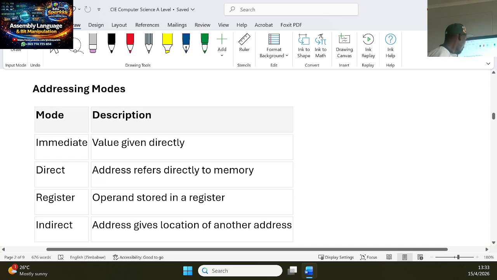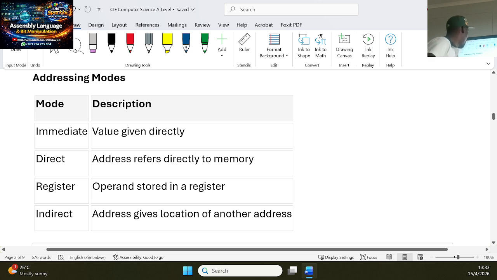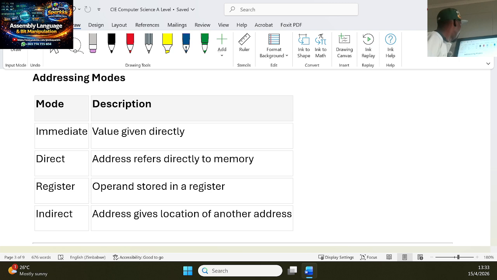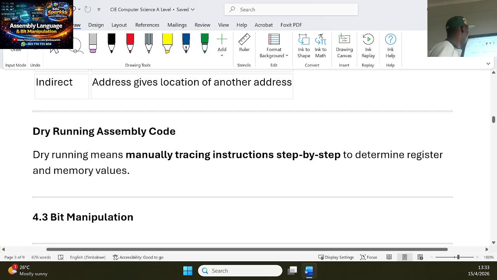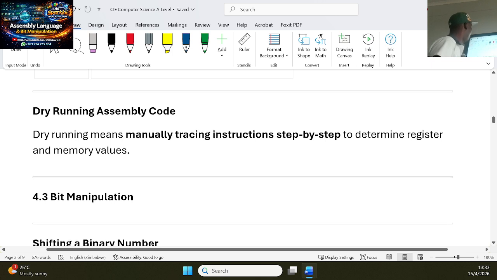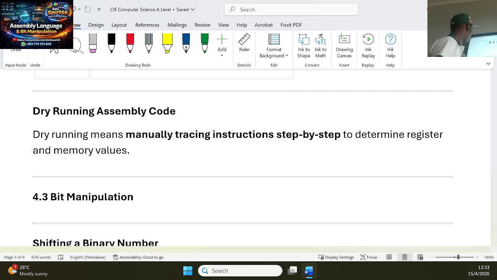Then when we are looking at addressing modes, when we say direct, this refers to a direct memory location. Register means the operand is stored in a register. Indirect addressing gives the location of another address. Then dry running assembly code. When we dry run, it means we are manually tracing instructions step by step to determine register and memory values.